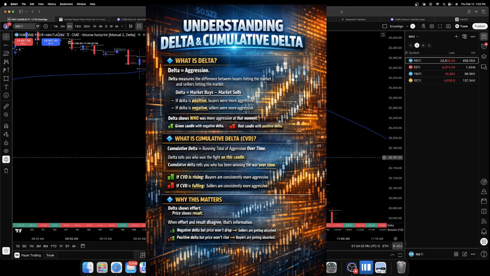Why does this matter? I'm going to tell you why. The delta shows the effort. Price shows the result. When effort and result disagree, that's information. Negative delta, but price won't drop: sellers are getting absorbed. Positive delta, but price won't rise: buyers are getting absorbed. I want you to commit that to memory. If you need to, take a screenshot of this so you can read it and study it. And so let's get on with it.